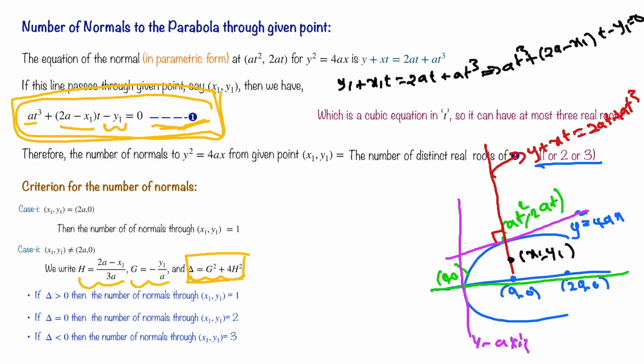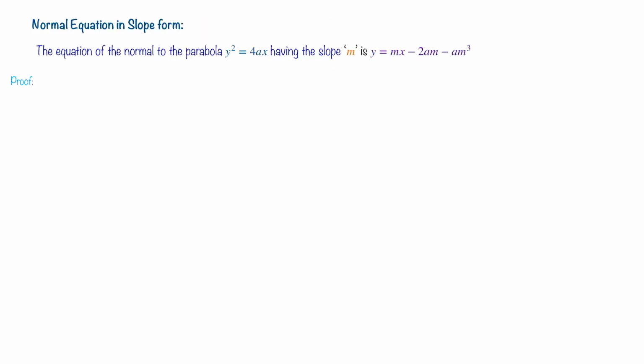This is how you can decide the number of normals to the parabola through a given point. Unlike the tangents case, we have at least one normal to the parabola through a given point. In the case of tangents, if the point is in the interior of the parabola, then we do not have any tangents; the number of tangents is 0. But that is not the case with normals. We have at least one normal to the parabola through any point. Now we are going to see the equation of the normal to the parabola in slope form.